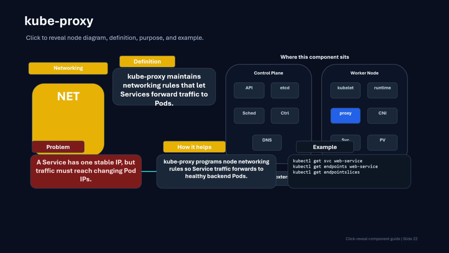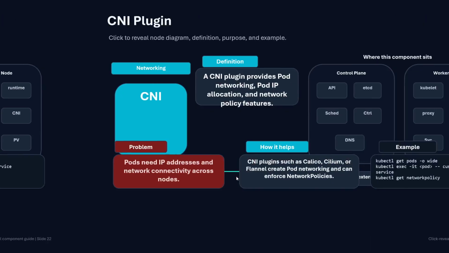Suppose one application is trying to communicate with another application, then they have to communicate through the service name. If it is a name, you need a DNS server. So that DNS activity, who does it? Your Kube-proxy does that. A service has one stable IP, but traffic must reach changing pod IPs. Kube-proxy programs node networking rules, so service traffic forwards to the healthy backend pods.